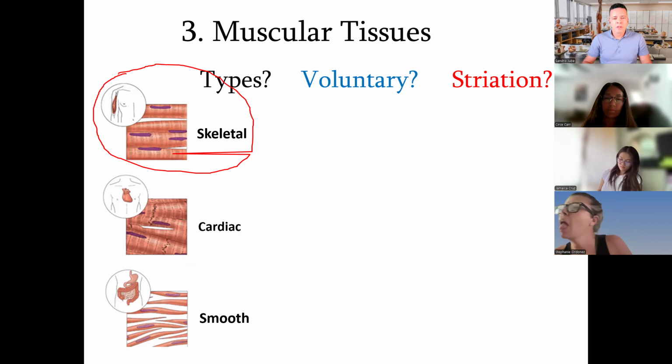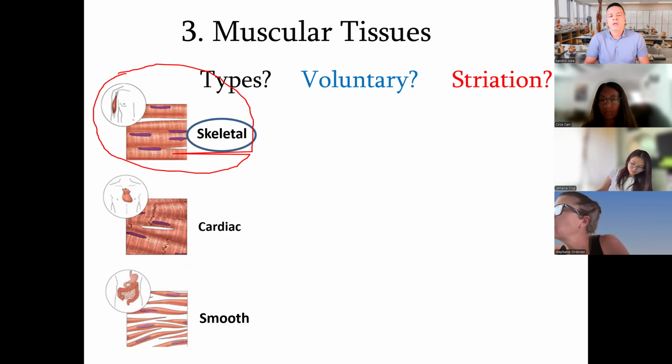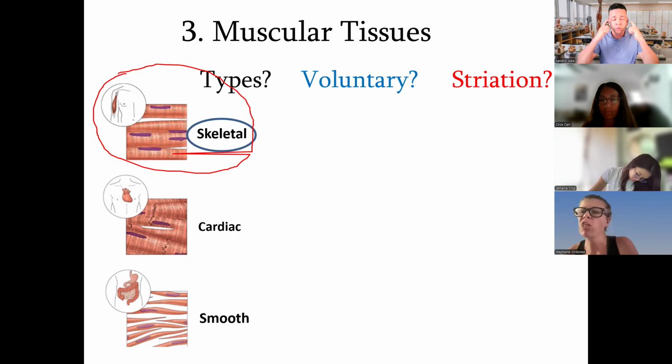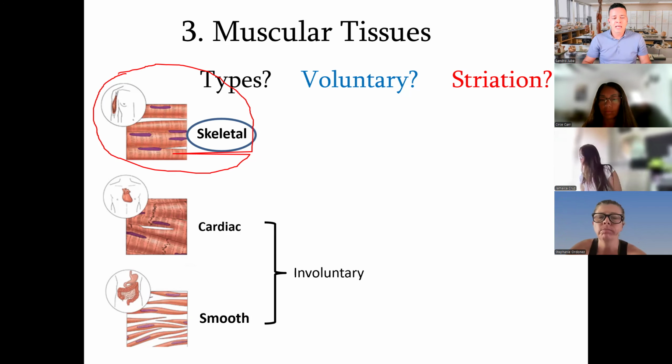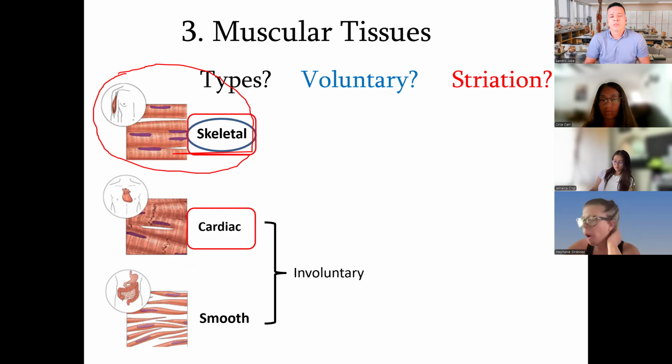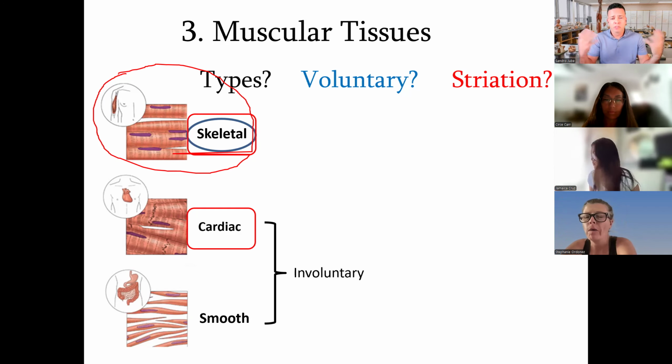Now we know that out of the 3, only the skeletal muscle is voluntary. We can control it with our brain. The other 2 are involuntary. And both the skeletal and the cardiac muscle have what are called striations, which are structures that help with cell-to-cell communication. We don't see striations in the smooth muscle.